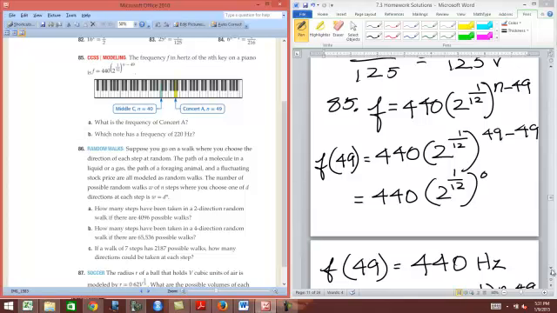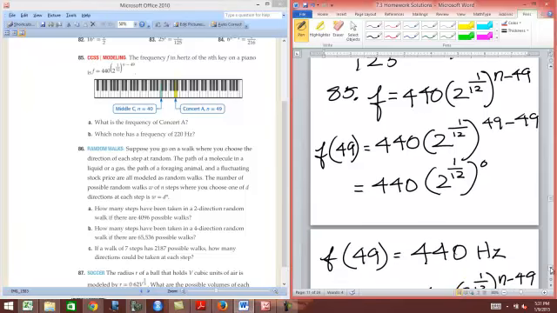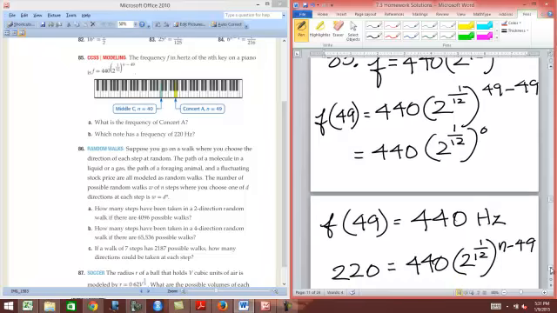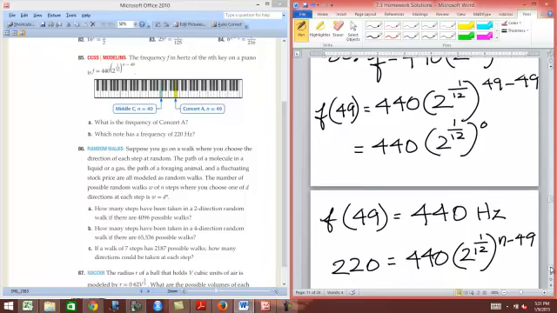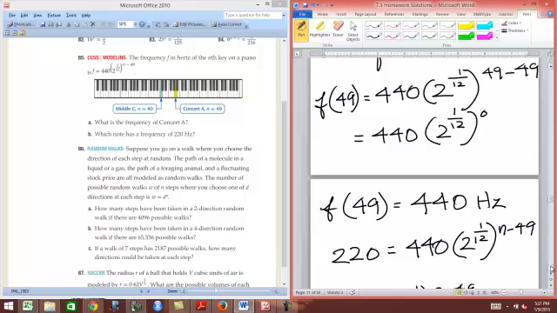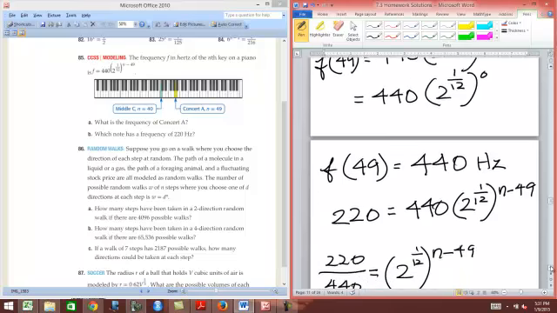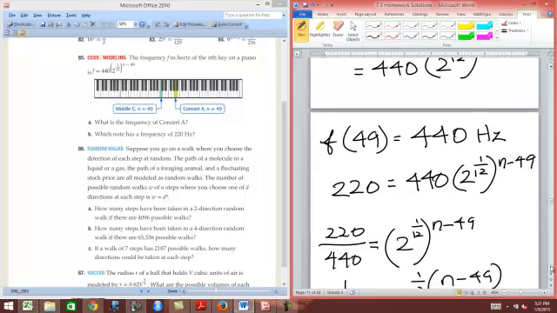So the frequency for 49, which is concert A, whatever that is, that's up for you music guys to know what that means, is 440 hertz. Now, which note has a frequency of 220 hertz? 220 equals 440 times 2 to the 1/12th times n minus 49. So we're solving for n. Isn't that fun? Isn't that special?